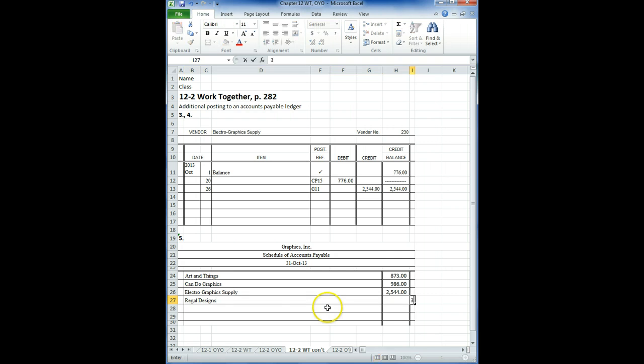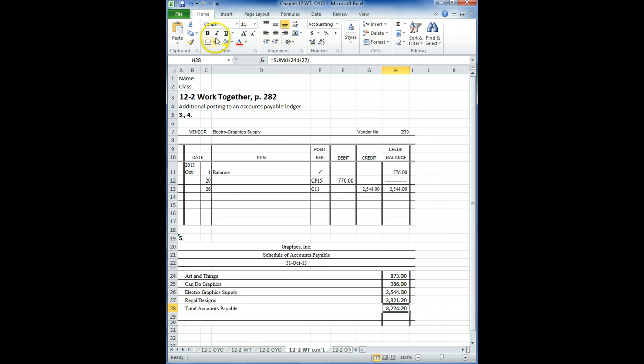Regal Designs has a balance of $3,821. That was not the right column, guys. $3,821.20. And then we need to add these together, right? That's our next step. Total accounts payable. And this is where we can do our auto sum. And so we look at it, it says H24 through H27. Those are the ones we want. Click enter, $8,224.20.